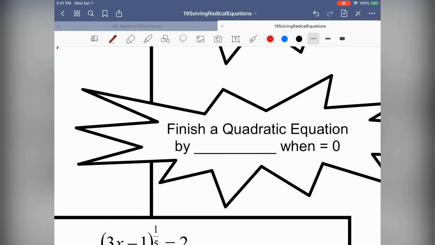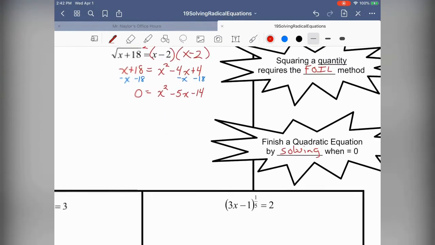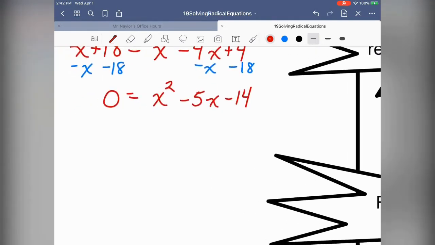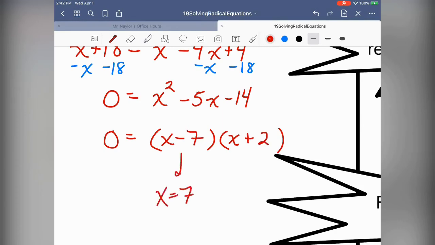When you have a quadratic equation, you always want to finish it by solving it when it's equal to 0. Again, we have to make this equation equal 0 so we can finish solving it. Kind of wondering what method you're thinking here. With everything we've talked about this year, you know you could use the quadratic formula if you had to, but maybe we can just factor. And factoring's nice when you have two numbers that multiply to be negative 14 and add to be negative 5. So I would say factor this thing. It's so much easier to find your solutions to be 7 and negative 2.